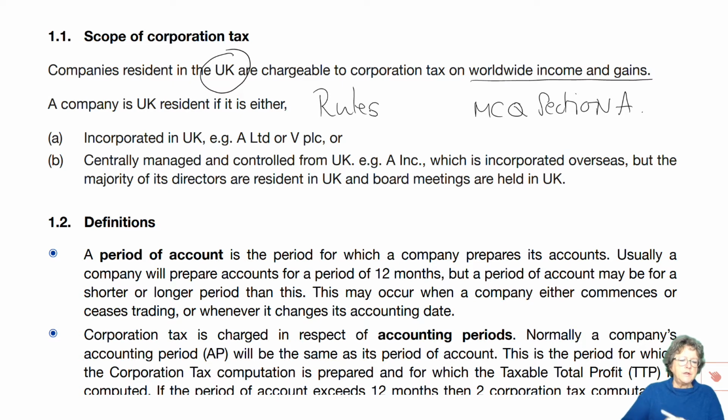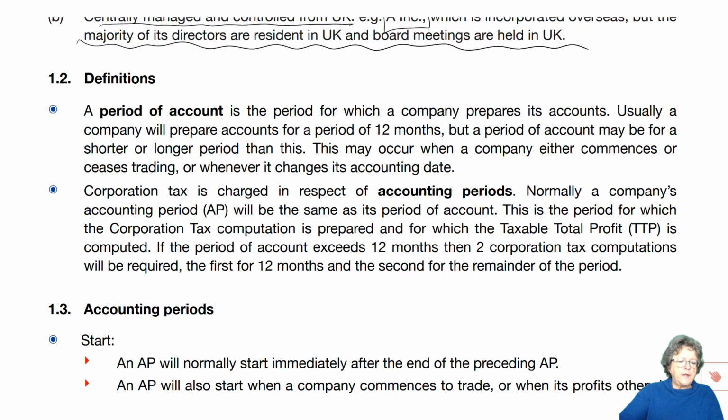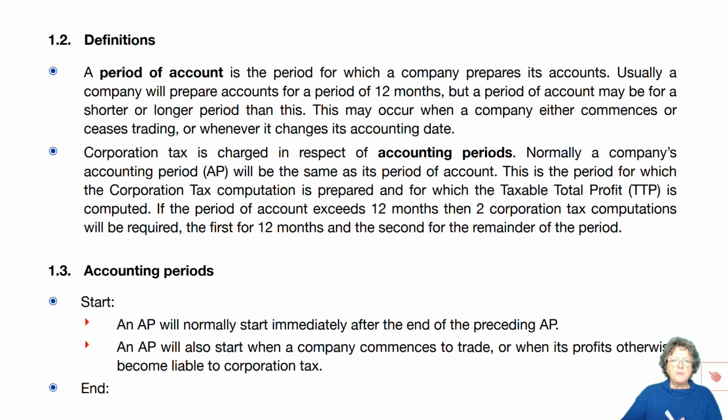They are resident in the UK if it's either incorporated here, and you'll be able to tell because it'll say limited or PLC. A limited company is normally one that's not registered on the stock exchange, and obviously a PLC is. Or centrally managed and controlled from the UK, and it might be incorporated overseas, but the majority of its directors are resident in the UK, and that's where all the board meetings are held.